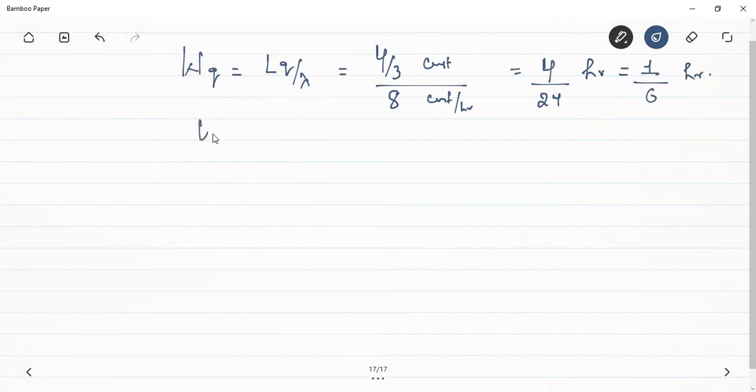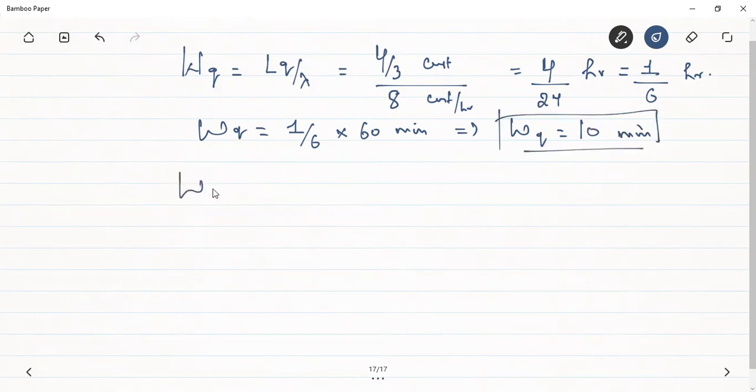Okay, if we want to represent it in terms of minutes, we will represent it 1 by 6. एक hour में 60 minutes होते हैं. Therefore, this waiting time in the queue is equal to 60 by 6, that is equal to 10 minutes.